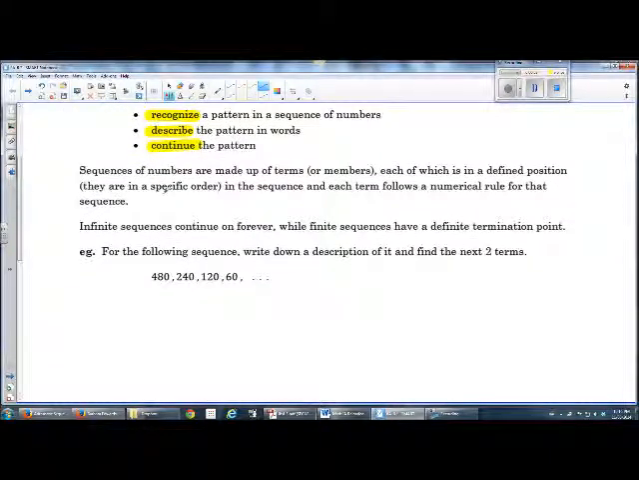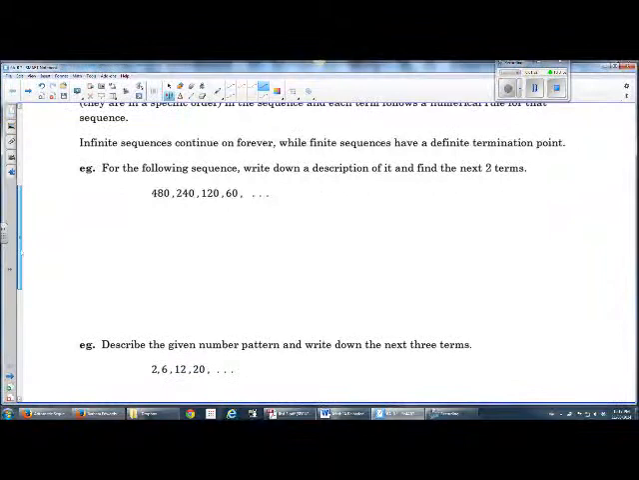Sequences of numbers are made up of terms, also called members, which are defined by their position. They have a specific order in the sequence, and they all follow some sort of rule in order to get from one term to the next. Infinite sequences continue on forever, as the name would suggest, and finite sequences will end at some point in time. Let's take a look at a couple of examples.